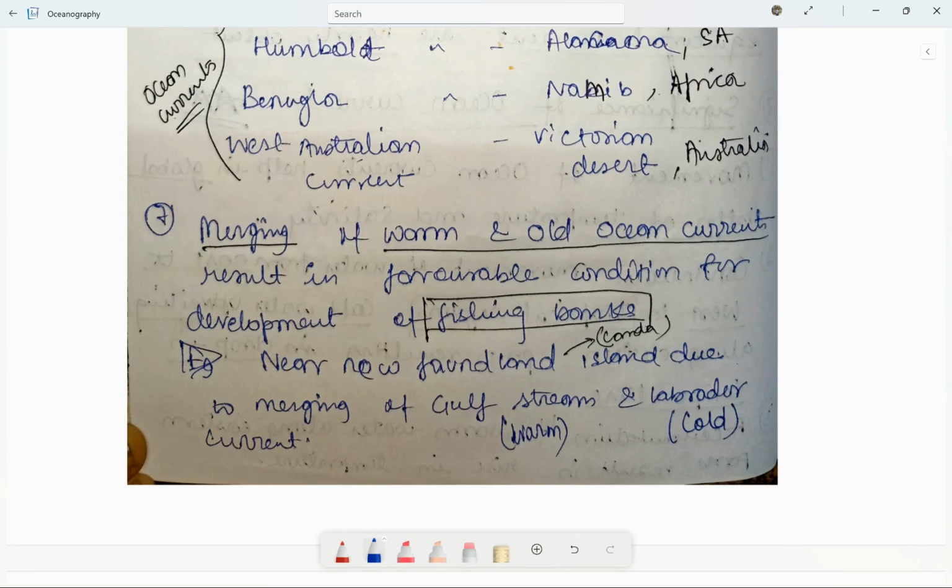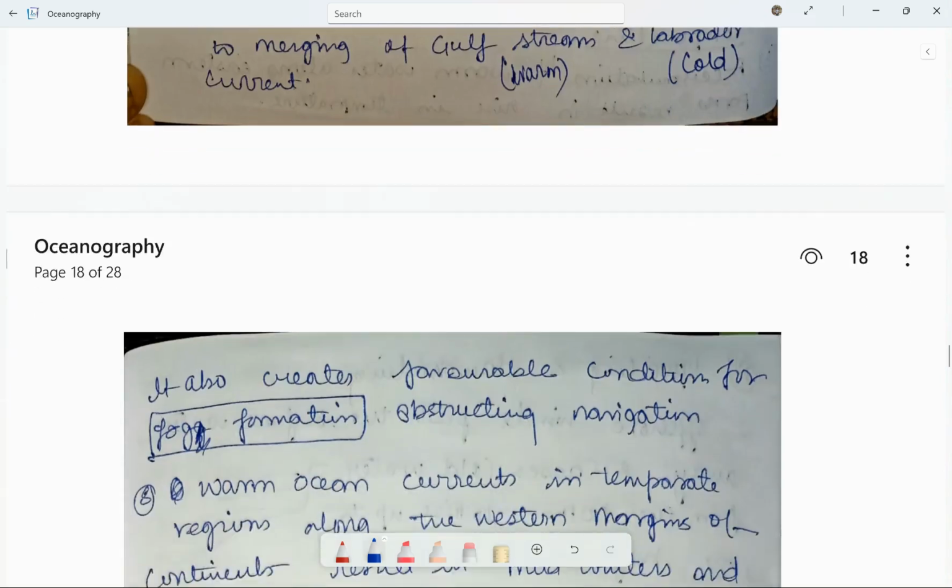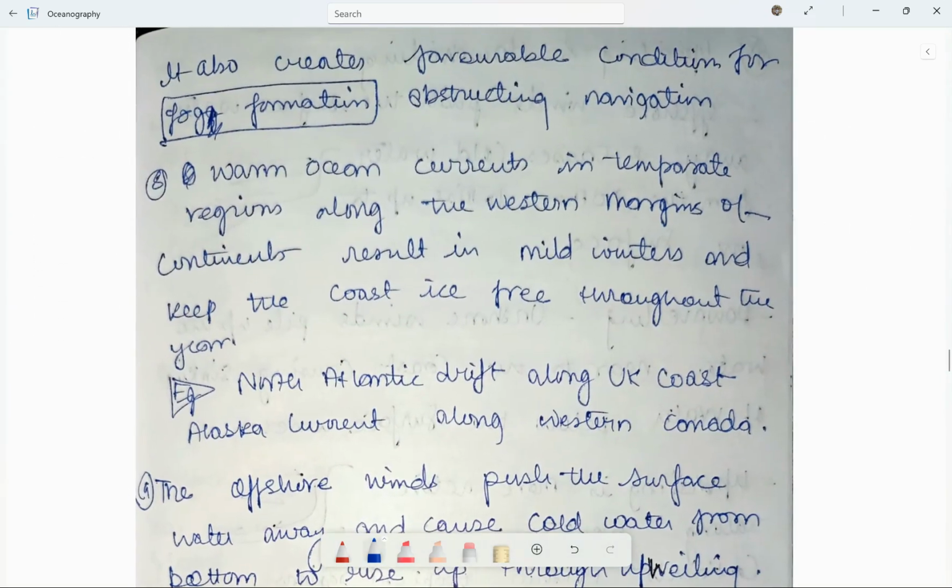Now, if there's a merging of warm and cold ocean currents, this results in favorable conditions for fishing banks, which we see in Peru and Chile. It is near Newfoundland island, due to the merging of the Gulf Stream and the Labrador Stream, which is a cold ocean current. इससे फेवरेबल कंडीशंस फॉग फॉर्मेशन का भी होता है, एज वी हैव लर्न्ट एडवेक्शन फॉग.